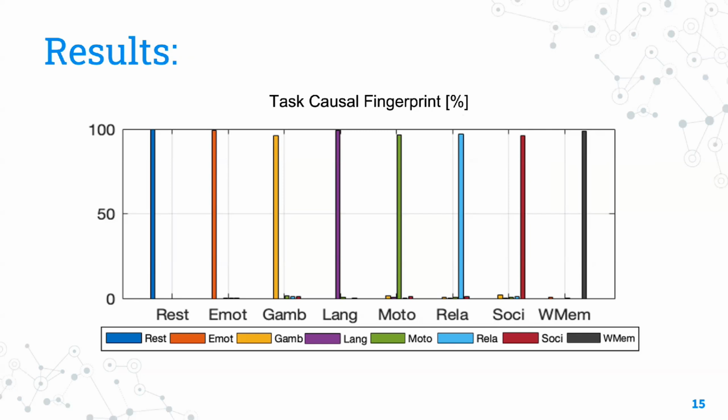After training the GNN, we presented the task fingerprint results using a bar chart. Each color represents a specific task, as shown in the figure. It's clear that our model achieves a perfect accuracy of 100% for the resting state. For tasks like emotion, language, and working memory, the accuracy is also impressively high. However, for tasks such as gambling, motor, relational, and social, the accuracy is lower, with most of the misclassifications occurring internally among these tasks. Next, let's take a closer look at the comparison results.